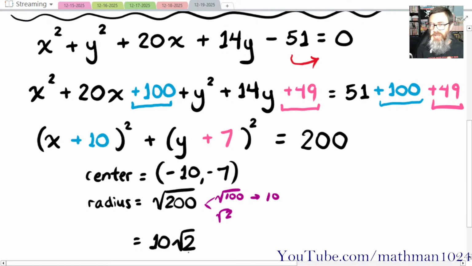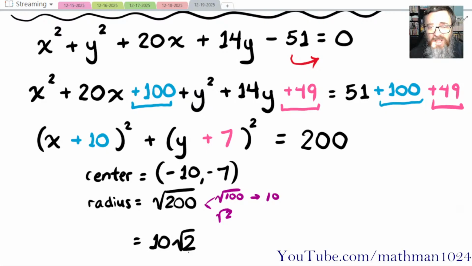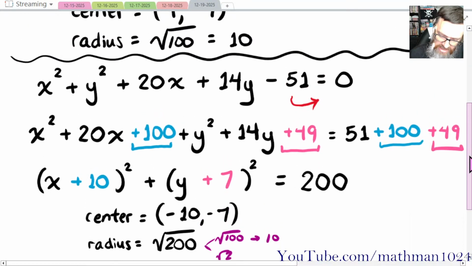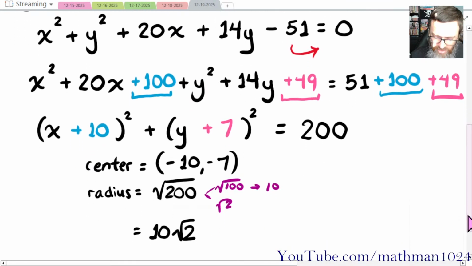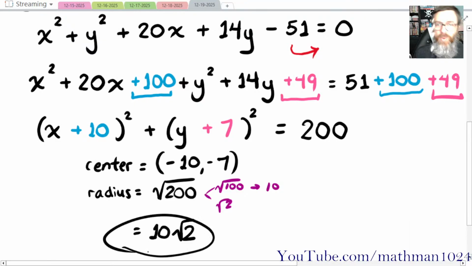Now, understand, this is not anything that I want to graph. The one that we had above, the radius was just 10, I think. Yeah, this one I could graph. I could plot 4, -9, and I could go 10 up, down, left, and right. Not a problem. I don't really want to do that with a radius of 10 square roots of 2.